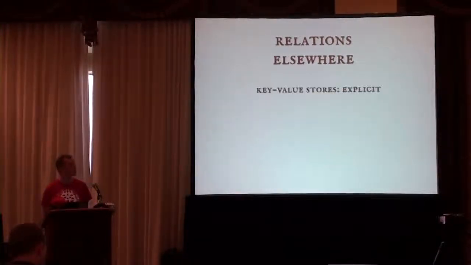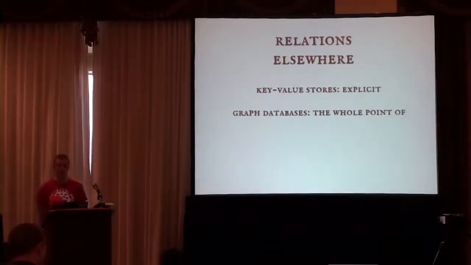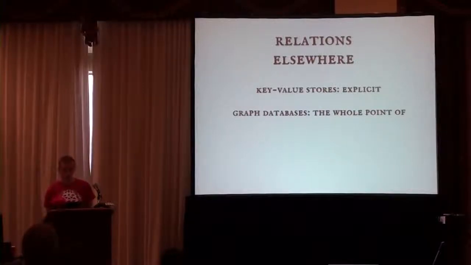How are we modeling relations elsewhere? In key value stores, I think there isn't a very standard way. It very much depends on how you model your objects and your properties there, so you have to explicitly figure out how to model them. In graph databases, this is really cool. The whole point of graph databases is relations. You have vertices that show the objects, and I'll show you this in a second, and the relations are basically the edges on the graph.